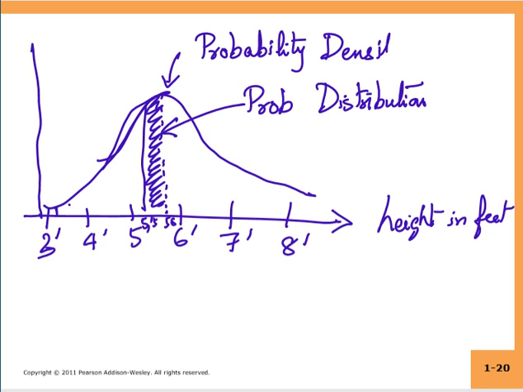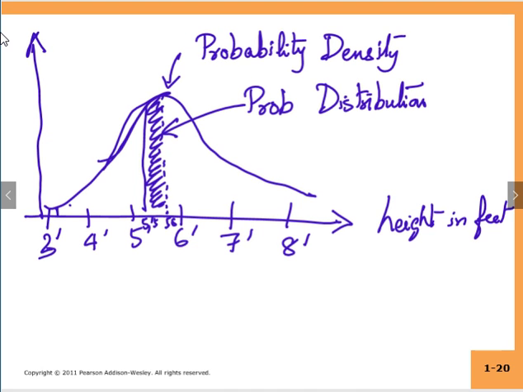Okay, so this basically tells you how likely it is. On your y axis is the probability, and the height tells you how likely it is that you will see people with a height between 5 feet 4 inches and, say, 5 feet 8 inches. So, the area under the curve tells you how likely it is that you will see a height like this. This is the probability density function.